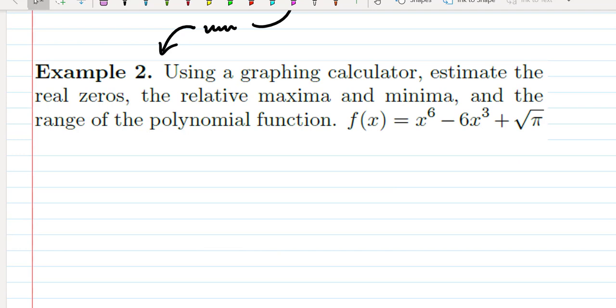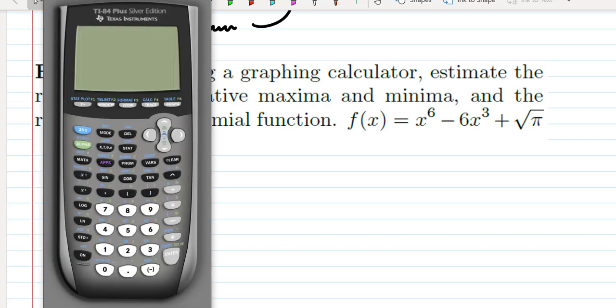Example 2 says, using a graphing calculator, estimate the real zeros, the relative maxima and minima, and the range of the polynomial function f of x equals x to the 6th minus 6x cubed plus the square root of x. So for this one, we explicitly are told to use our graphing device.